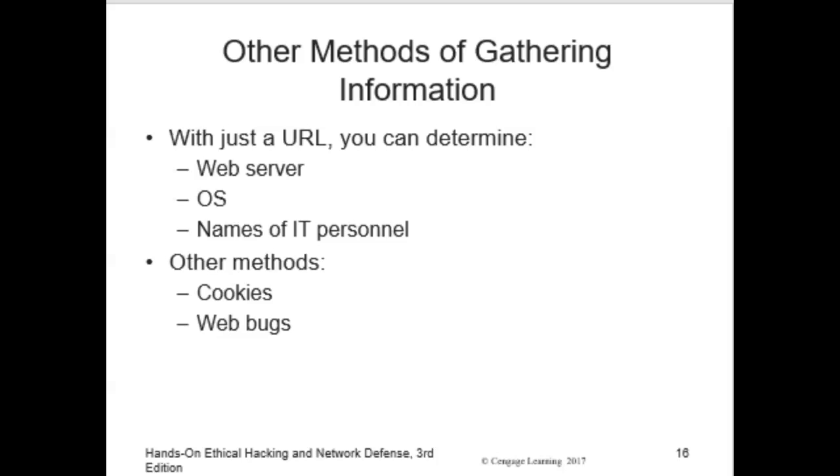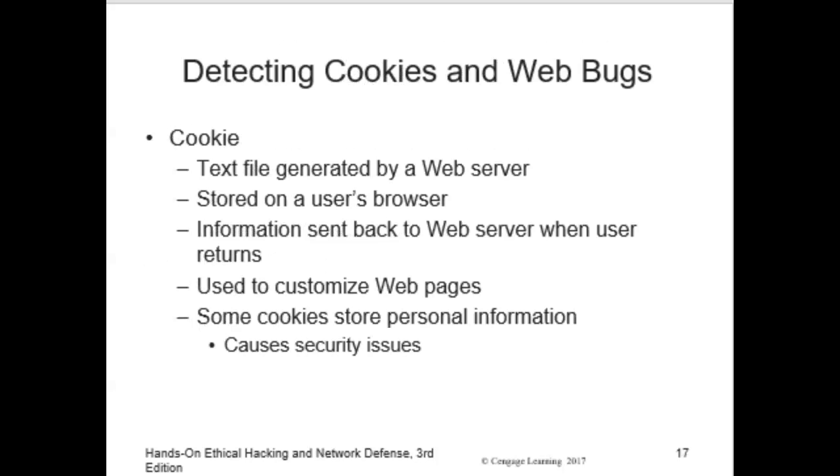Okay. So there are other methods also of gathering information. For example, using the URL. With the URL, you can determine the web server, the operating system, and even the names of IT personnel. The other things that you can get from this method are cookies and web bugs. Okay, so a little bit about detecting cookies and web bugs.